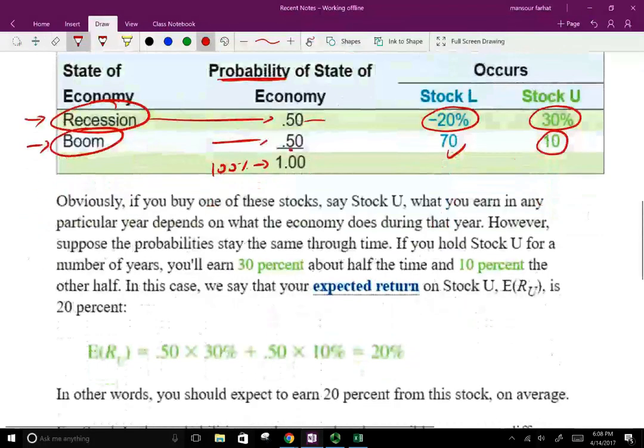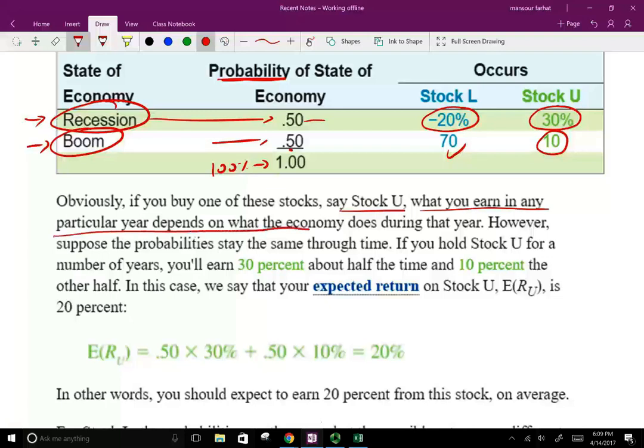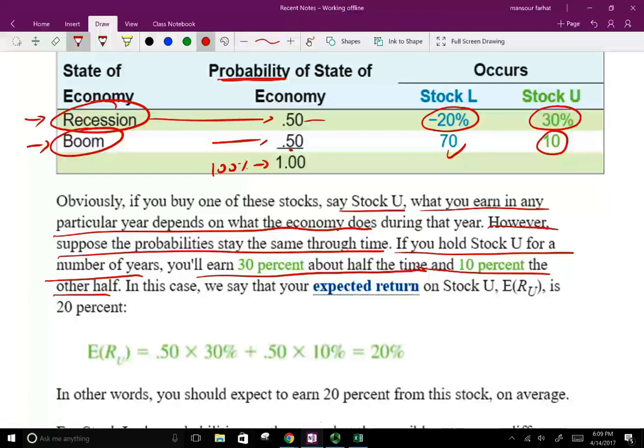Okay. Obviously, if you buy one of these stocks, say stock Q, what you earn in any particular year depends on the state of the economy. However, suppose the probabilities stay the same through time. If you hold stock Q for a number of years, you will earn 30% about half of the time and 10% about the other half of the time. So what is the expected return? Well, think about it. You could have 50% boom, 50% recession. So this is the recession probability and this is the boom probability.